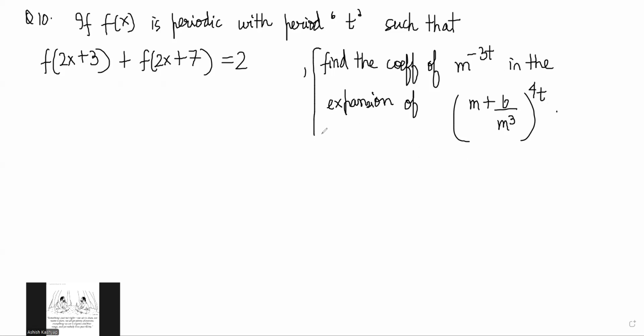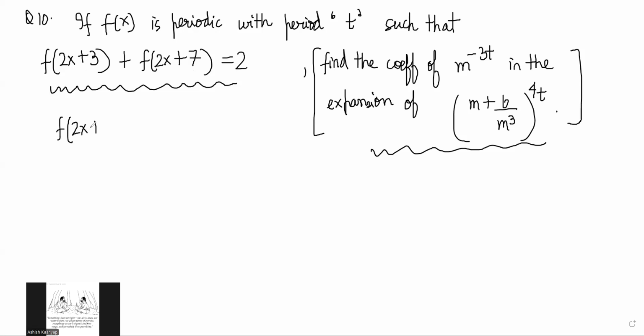So basically the binomial theorem part is here. We just have to do a function theory or function problem here. We have to find the period of the function when f of 2x plus 3 plus f of 2x plus 7 is equal to 2, right? So that is the first part of the problem. Find the period here. Okay, so let's think about it here.